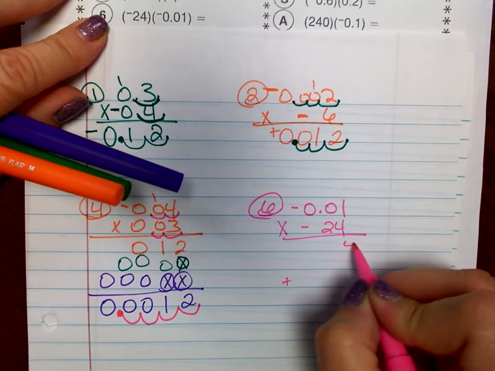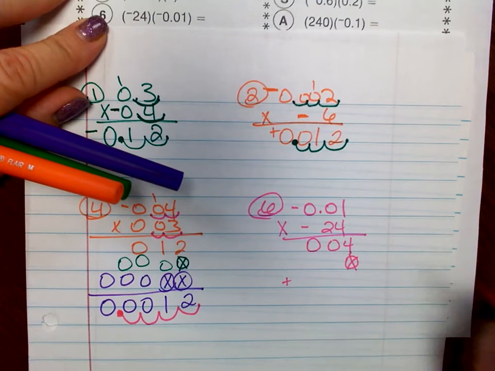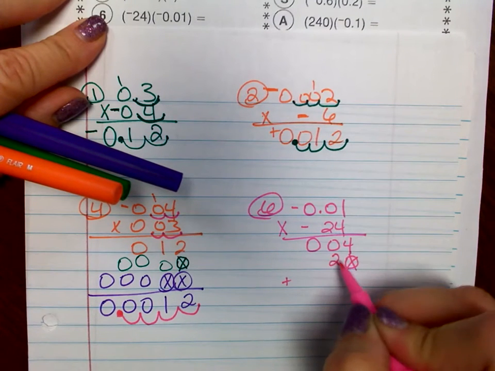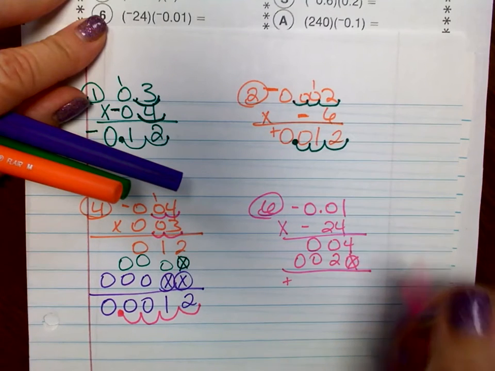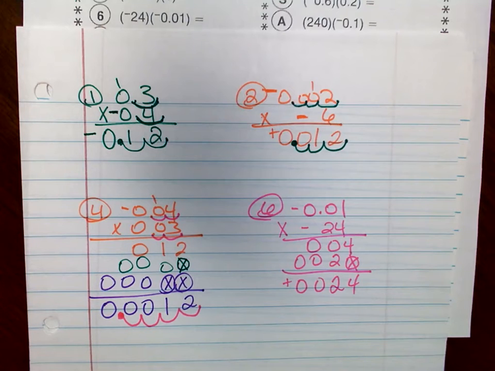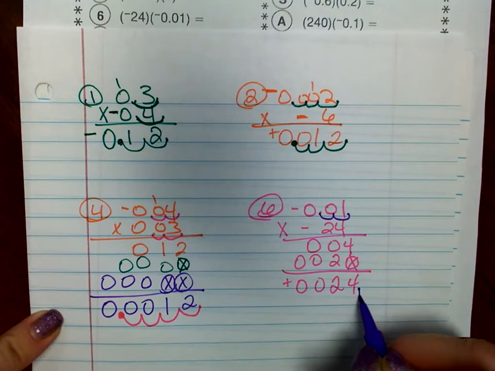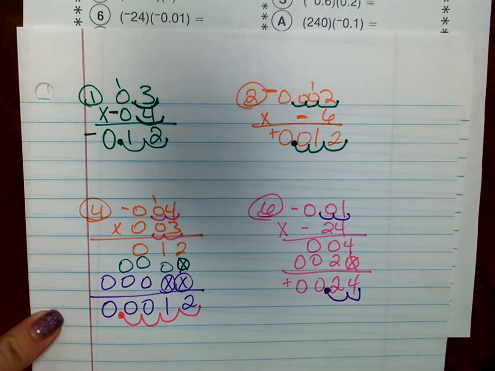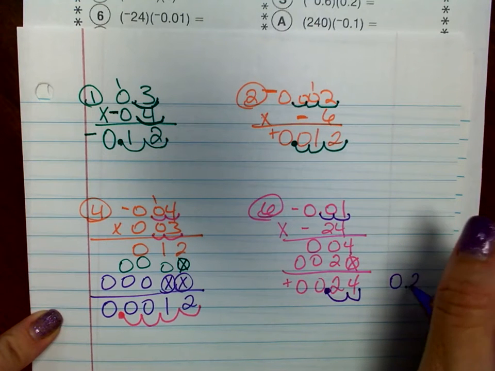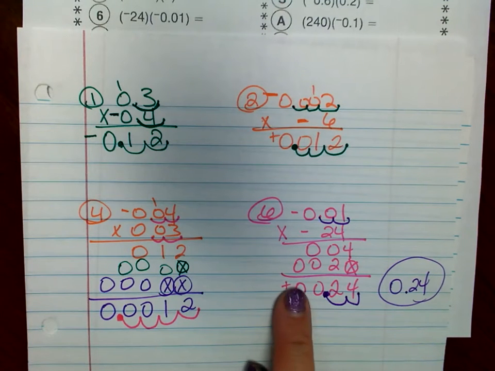So 4 times 1 is 4. 4 times 0, 0. 4 times 0, 0. Placeholder. 2 times 1 is 2. 2 times 0, 0, 0. 4, 2, 0, 0. So again, let's count our decimal spots. 1, 2. Come down here. 1, 2. So you can rewrite that as 0.24. Okay. This other 0 doesn't really matter.